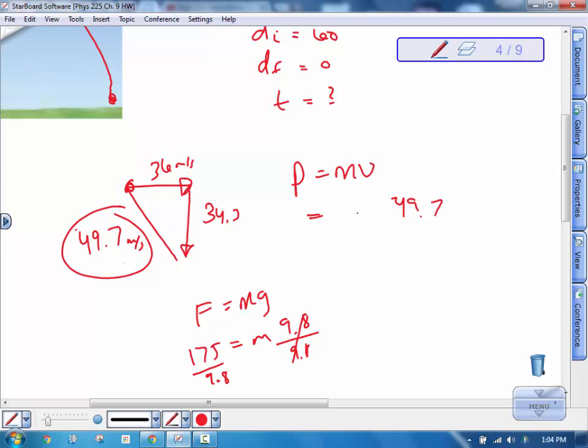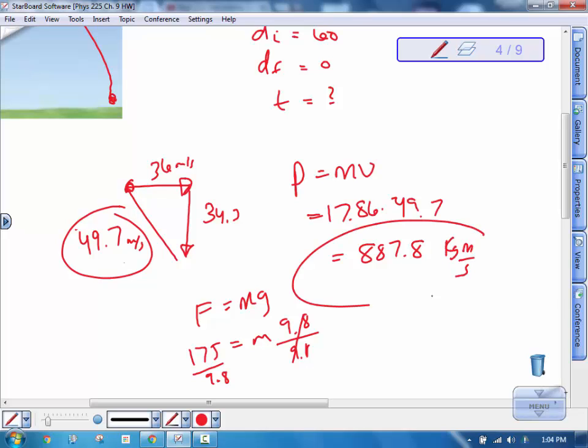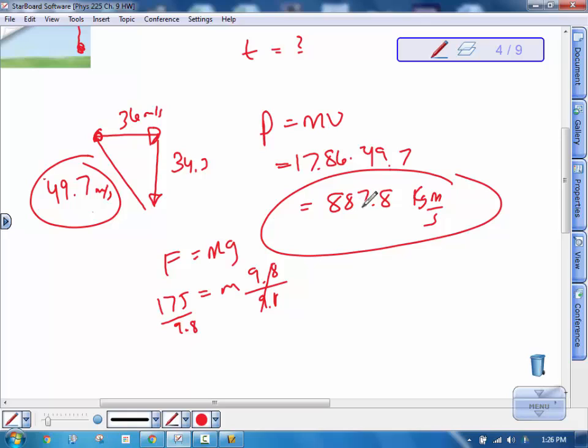And that gives us 17.86 for the mass. If we multiply that by the velocity, that gives us a momentum of 887.8 kilogram meters per second. Okay, this problem also wanted the direction.